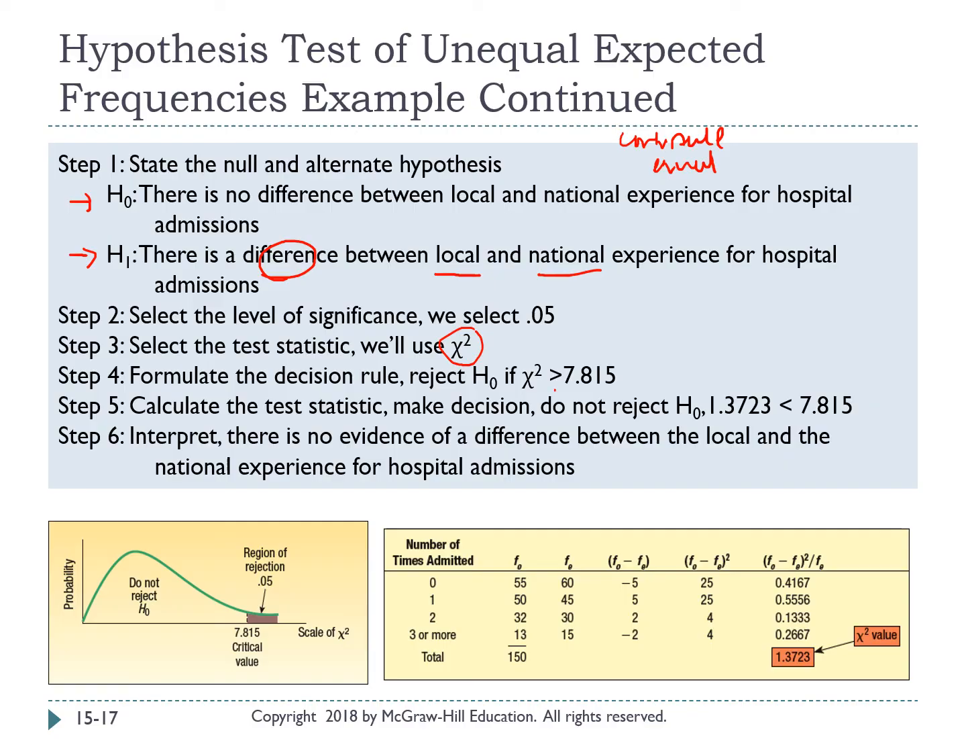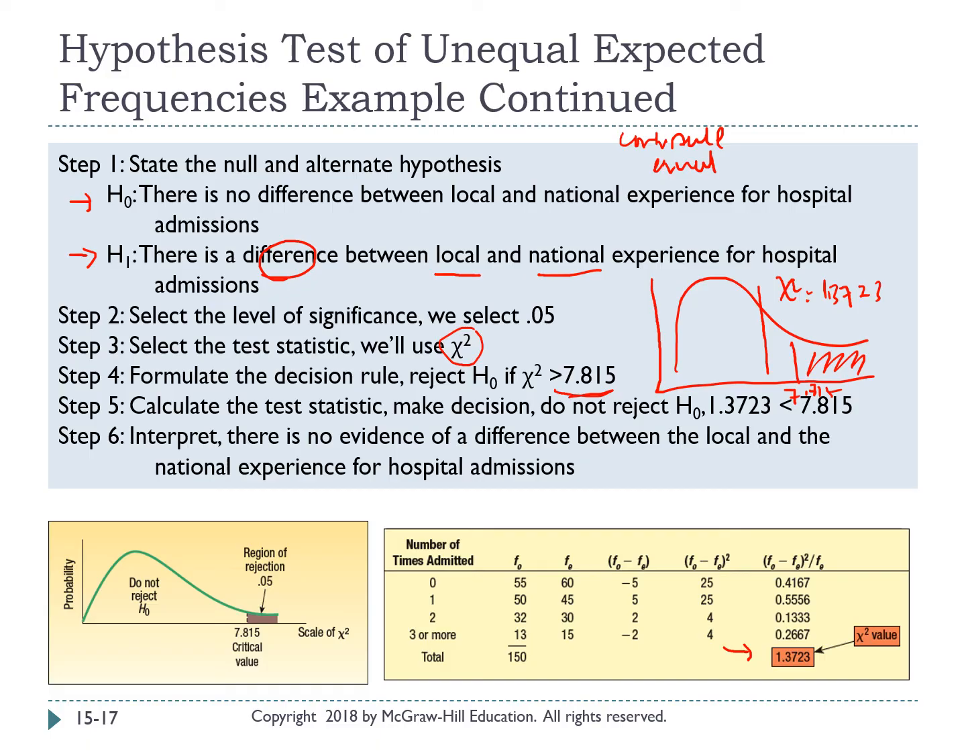And in this case, our CV is equal to 7.815. So let me draw a diagram. Okay, so this is your rejection region, which starts at 7.815. And what is the value of your chi-square? In this case, given the previous formula, you should get your chi-square equal to 1.3723. Okay, given this information, you have to make your decision. What is our decision? Do not reject the H null because our chi-square is outside the rejection region.